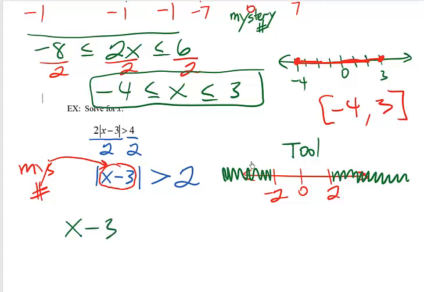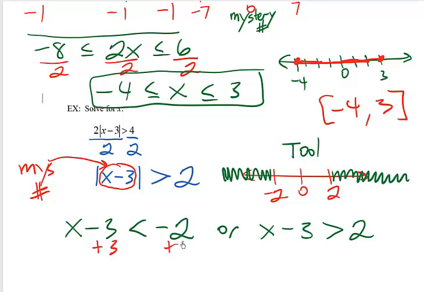My mystery number could be in this green section. That green section is all numbers that are below -2. Or my mystery number could be in this green section. That would be all numbers that are bigger than +2. I use the tool in order to help me write out the possibilities. Once you've made it to this step, you're home free. You just have to isolate the x. That's going to be very easy.